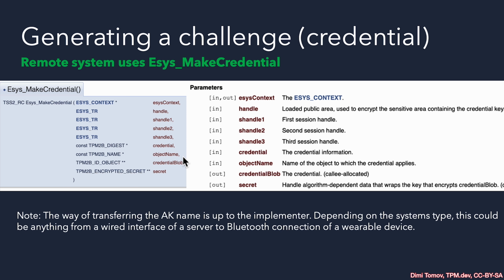And as part of the challenge, we have the name of the child key. The output is the credential blob. And for that, we just need to provide a pointer variable because it is callee allocated. The makeCredential function will allocate the necessary memory to store the credential blob or the challenge. And the secret is actually the encrypted symmetric key used to protect the credential blob. The secret is encrypted using the EK pub.